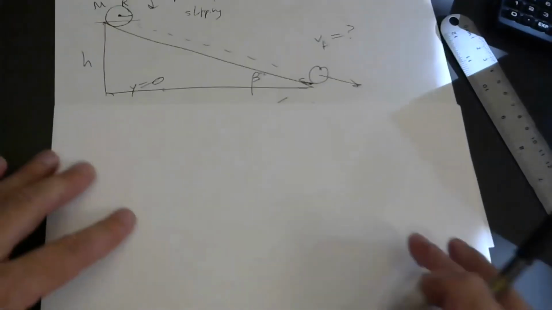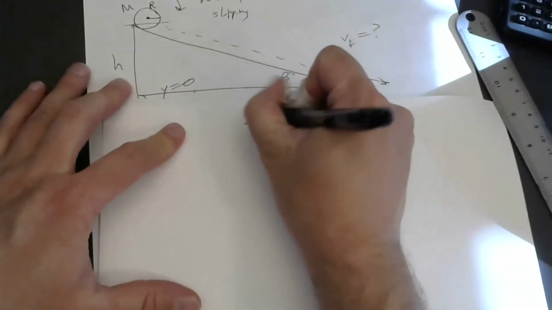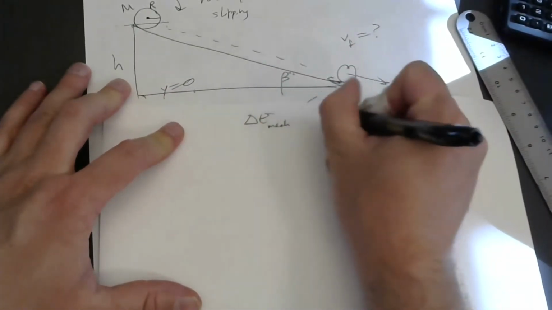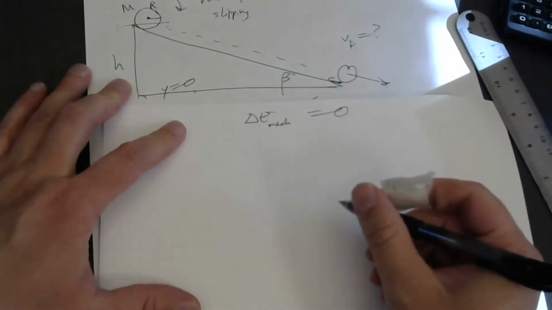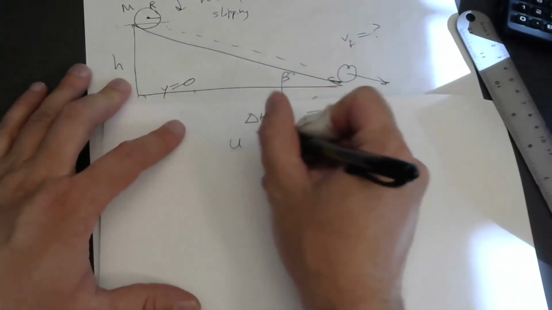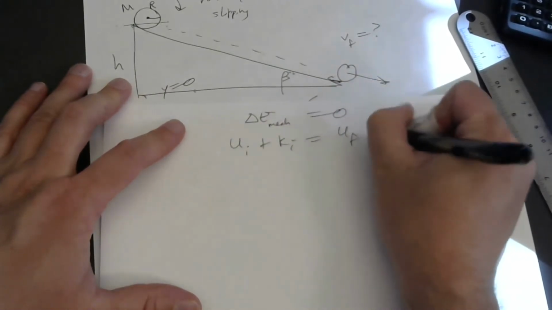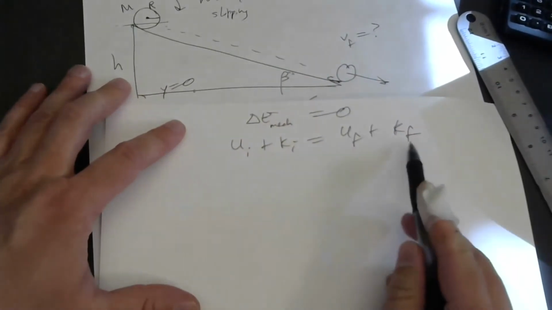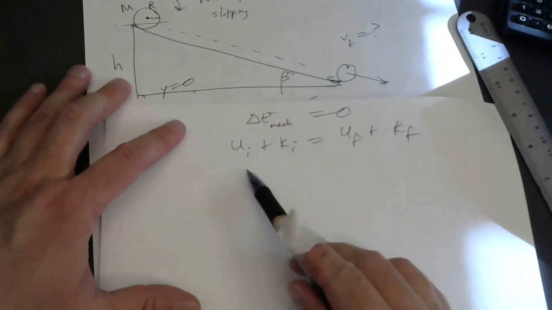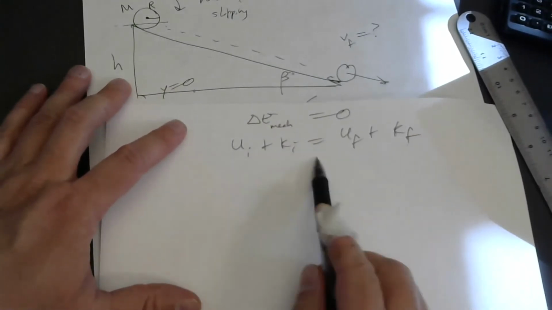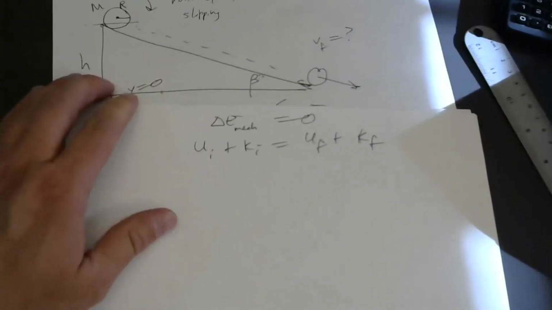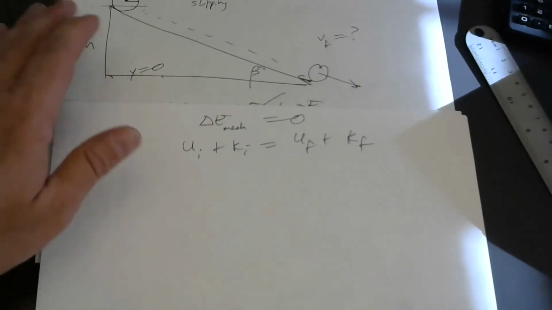and try again. So I will say that the change in mechanical energy is 0. And that means potential energy initial plus kinetic energy initial has got to be potential final plus kinetic final. Even though the kinetic energy may be changing and the potential energy may be changing, the sum should not change. That is the statement of conservation of mechanical energy.